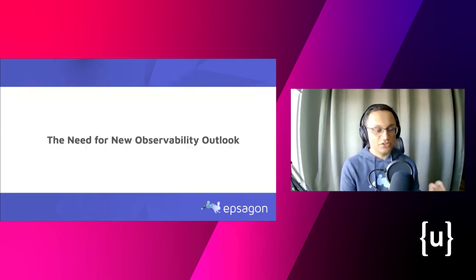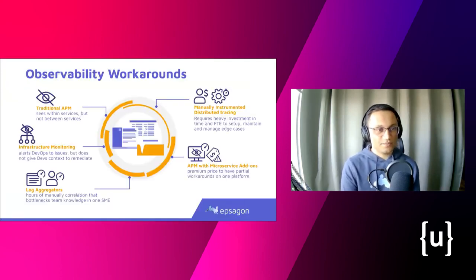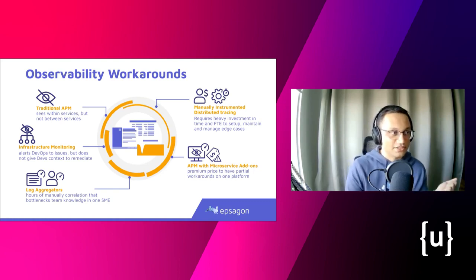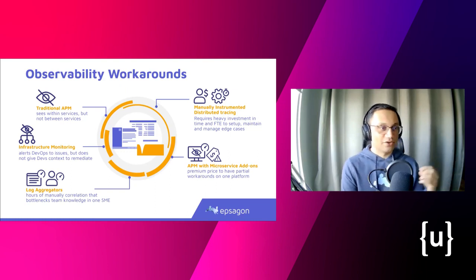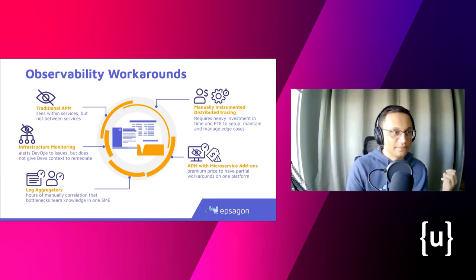So why do we need a new outlook because of this change? It's because traditional observability solutions are not designed to monitor microservices-based applications. So for example, as I mentioned before, the logic of the code has shifted from within a service to between microservices, and traditional APMs were used to monitor monoliths. They can't really handle the observability of the calls between microservices.